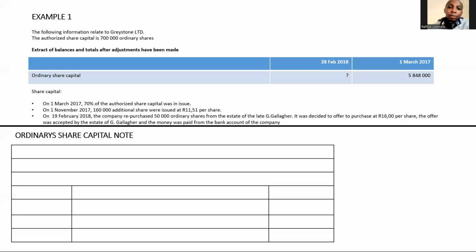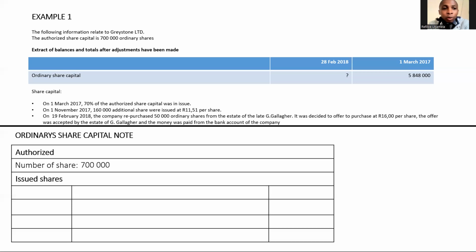That is your share capital, but you were not told what was issued for you to get that amount of capital. I will start by recording the authorized share capital in my share capital node. So I have authorized, and number of shares will be 700,000. And then I'll have issued afterwards. Now for issued, I don't know how many shares were issued at the beginning of the year, so I'll just go to additional information.